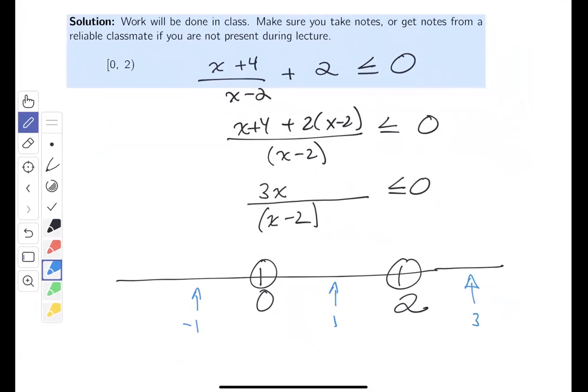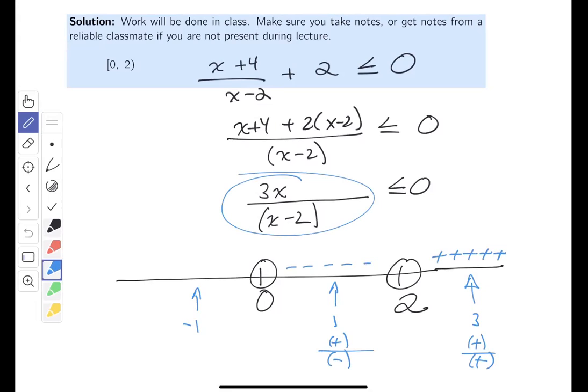Plug in 3, what do you get? Positive number on top. I want to put it where we're plugging in right over here. What do you get on bottom? A positive. Hope you realize a positive divided by a positive is in fact a positive number. All right, let's try 1. What do you get on top? Positive. What do you get on bottom? A negative. I hope you can realize that positive divided by a negative is a negative number. Take -1. What do you get? Negative on top. And you get negative on bottom. A negative divided by negative is a positive.